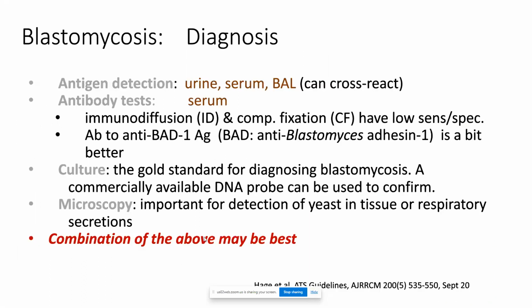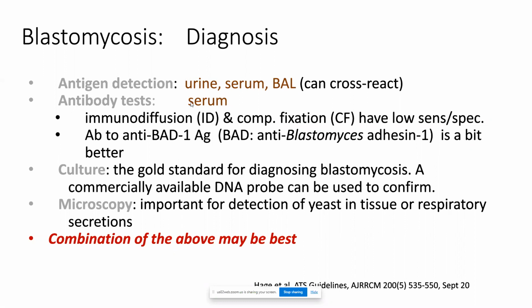Best way to make the diagnosis is a combination of urine and serum antigen testing. These antigen tests get better every year. They do cross-react with some other fungi, but in general, they're pretty good. BAL is probably the best.